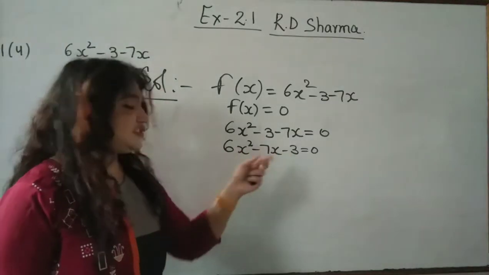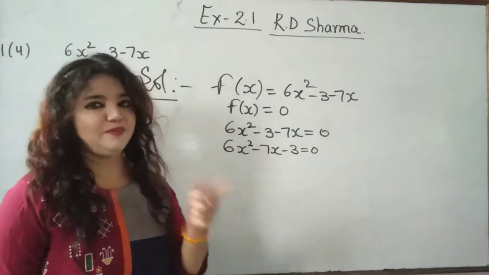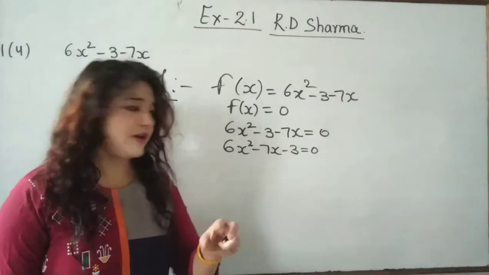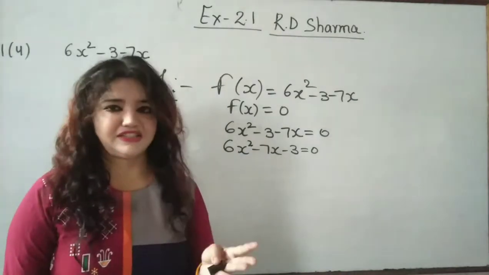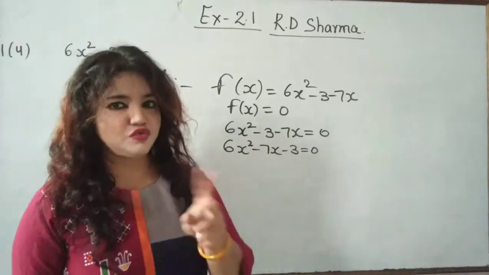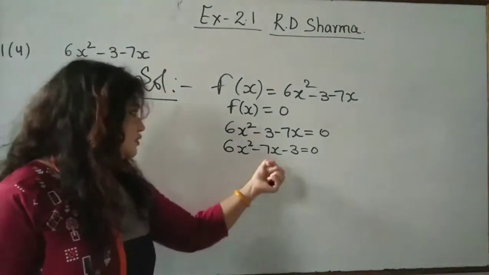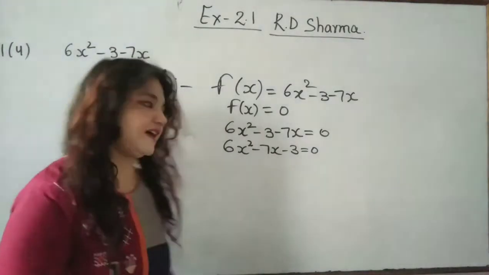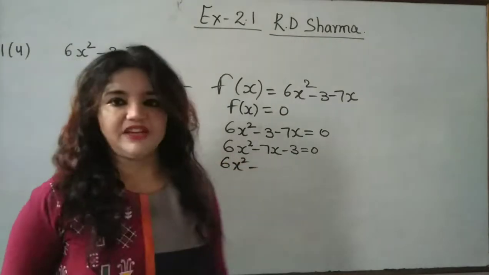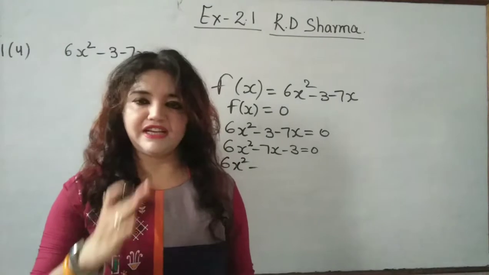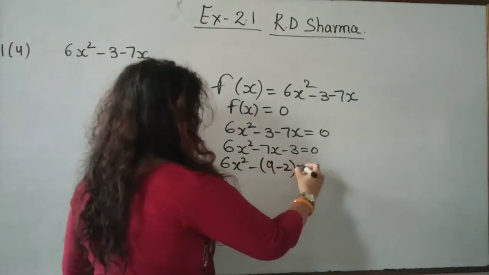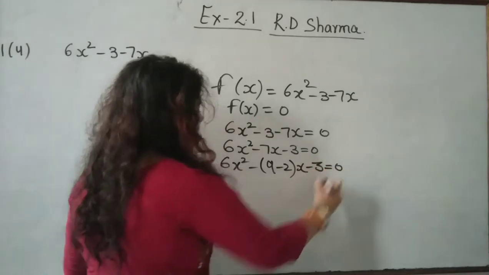लेकिन अगर हम लेते हैं 6 threes are 18, so 6 plus 3 is 9, we are not getting the middle term. And 6 minus 3 is 3, that is also not the middle term. So that's better. We will take 9 twos are 18 because 9 minus 2 is 7. हमें middle term मिल रहा है. So in the place of this 7, we are going to write 9 minus 2. 6x squared minus (9 minus 2)x minus 3 is equal to 0.